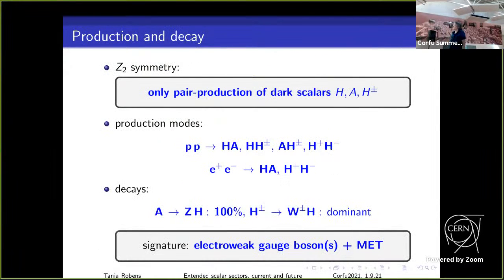As I said, you have this Z2 symmetry, so you can only pair produce the dark scalars. So you would have pp going to these final states here: HA, HH plus, AH plus, H plus H minus, HE plus E minus. You have HA or H plus H minus. Decays, as I said, here A goes to the H to 100%. This is dominant. The other option would be to have an A here, which leads to further cascade decay.